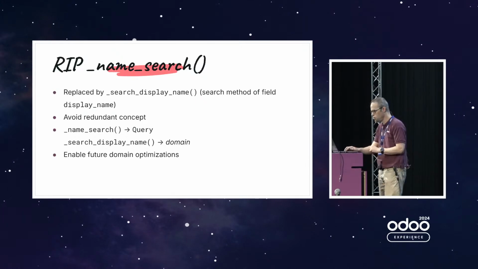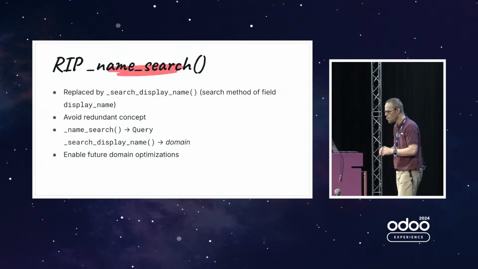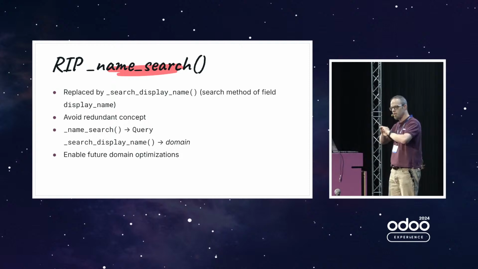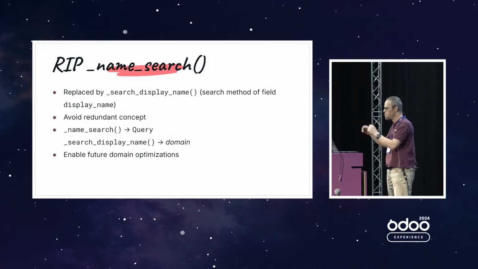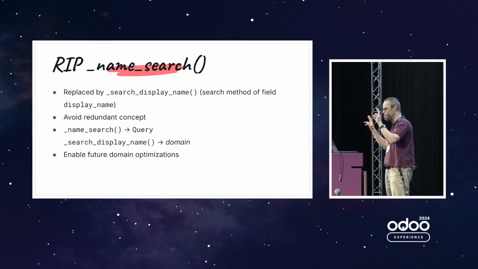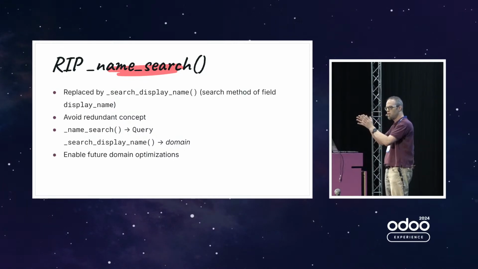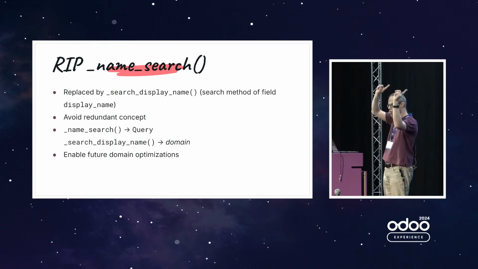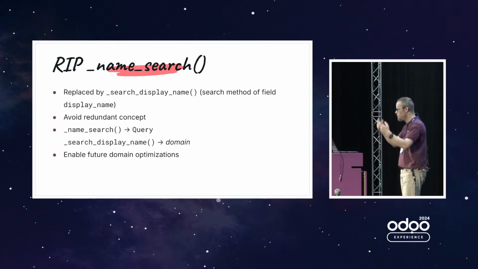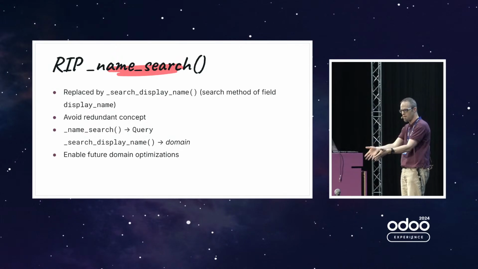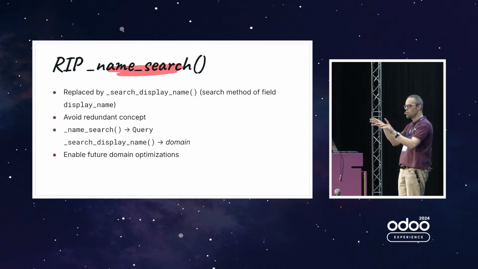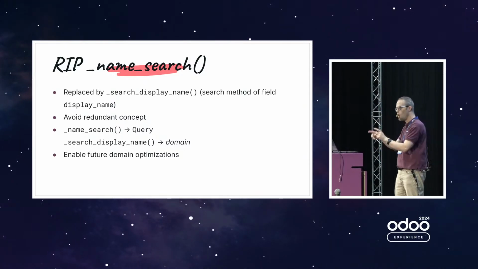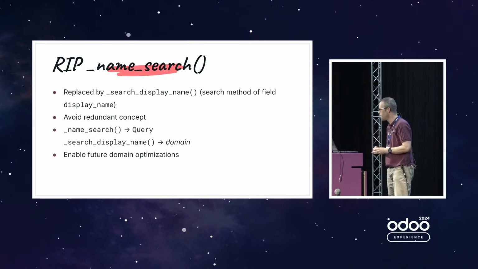Those changes you should know. So, API changes. We've replaced name search. Name search is now gone. The public method still exists, but essentially it searches on the field display name now. And therefore you use the search method of the field display name. If the field display name is stored in the database, then you just search for that field. If it's not, then you can define a domain, and search display name will return an equivalent domain to the condition on display name.